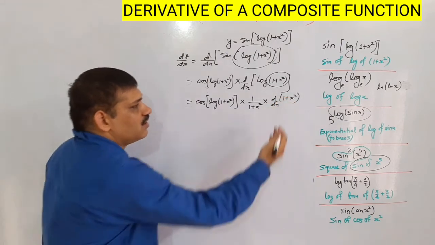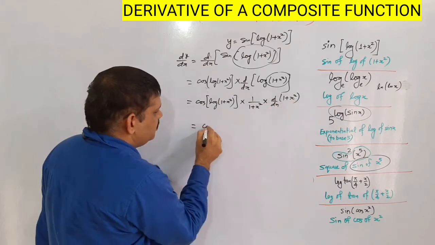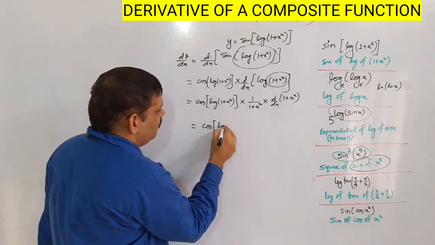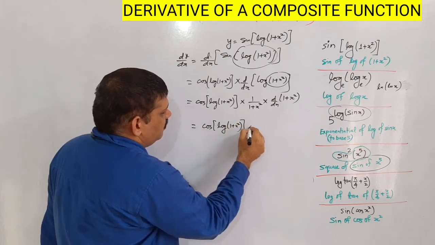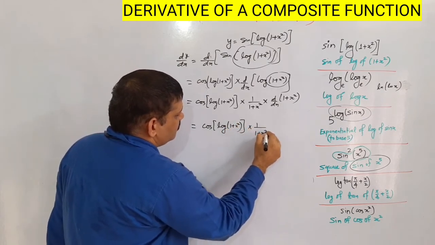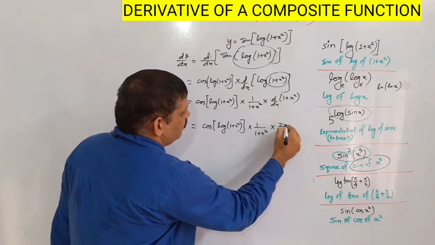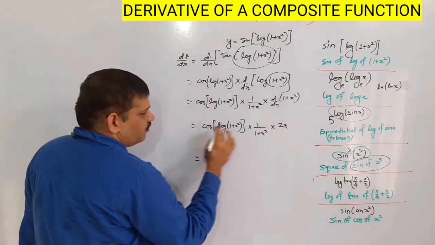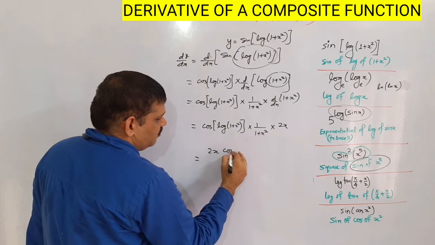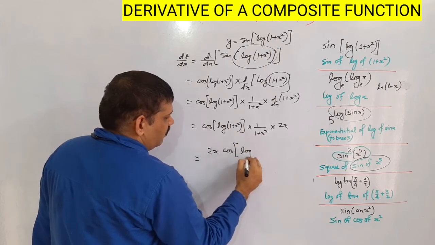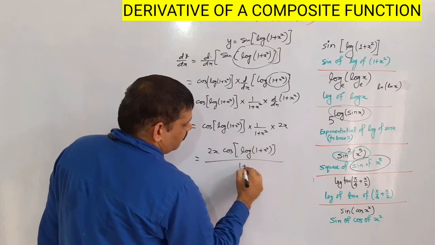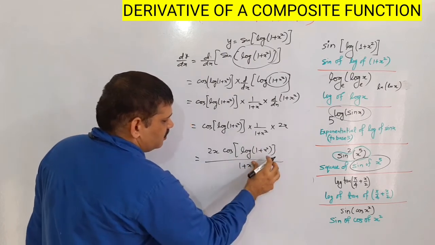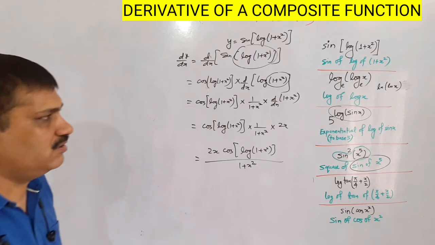अब 1 plus x square का क्या हो जाएगा 2x. So this is cos of log of 1 plus x square into 1 upon 1 plus x square into 2x. So in the numerator we have 2x into cos of log 1 plus x square. In the denominator we have 1 plus x square. So this is our final answer.